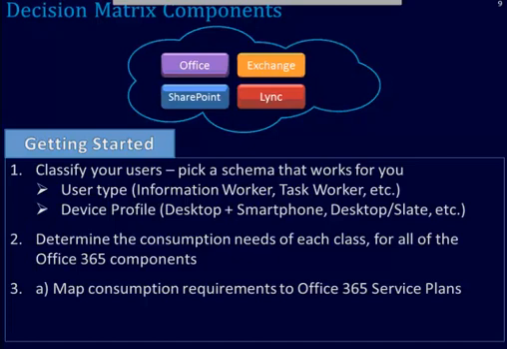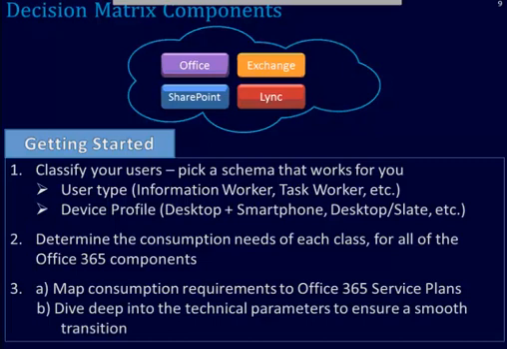One, now that you know all this, you're going to map those consumption requirements to Office 365 service plans, right? Now you're ready to start asking the licensing question. But at the same time, you're going to dive deep into the technical parameters to ensure a smooth transition. Office 365 is different than the traditional products, right? The Lync you get in Office 365 is somewhat different and functions differently than the Lync when you buy perpetual licensing. And so as you're exploring the licensing question, you also want to make sure that you're vetting the technology and making sure that it's going to work for you.